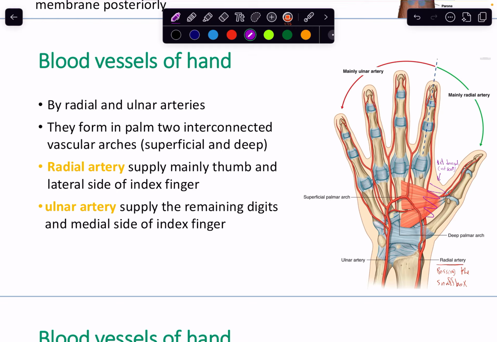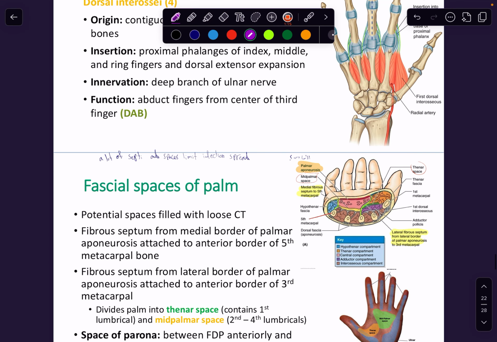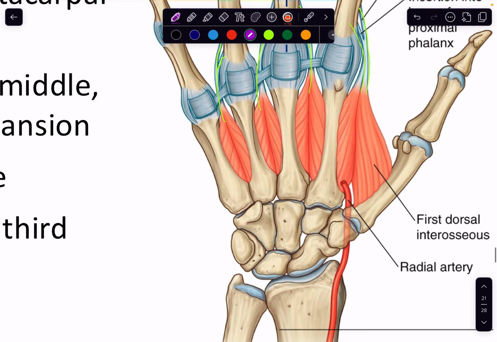So this is one important MCQ. The deep palmar arch is formed by the branch of the radial artery passing through the two heads of which muscle in the palm? Yes, adductor pollicis. And in the dorsum of the hand, the back, the first dorsal interossei.